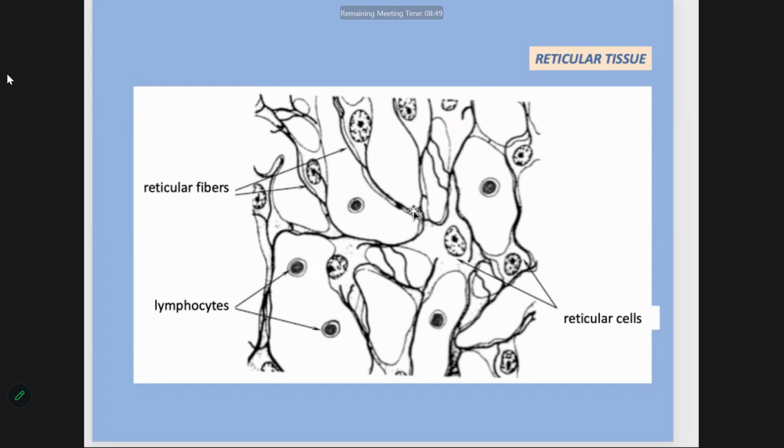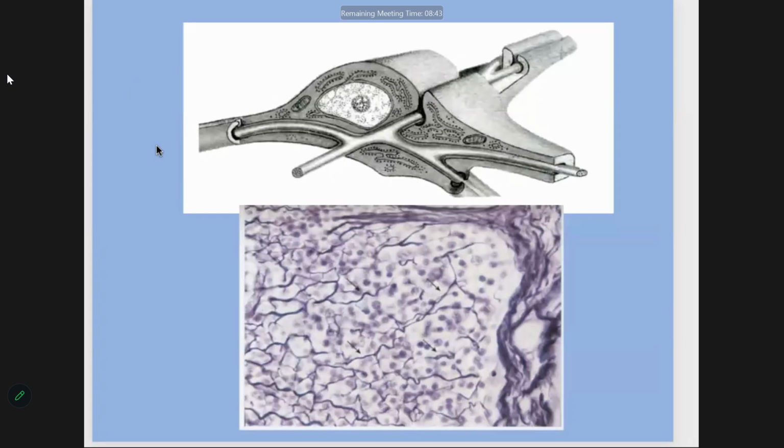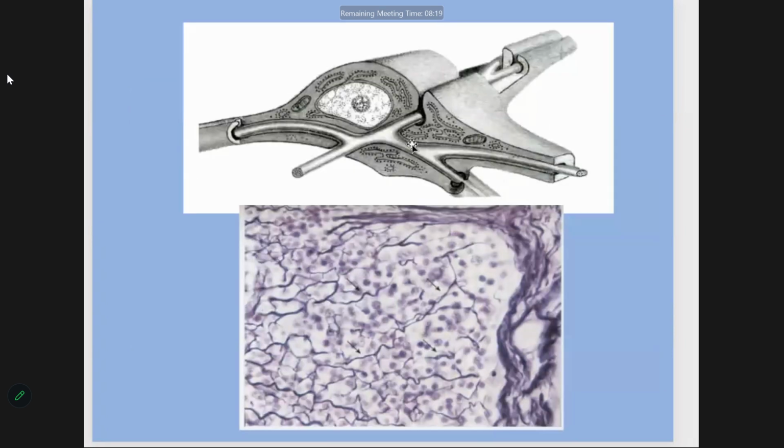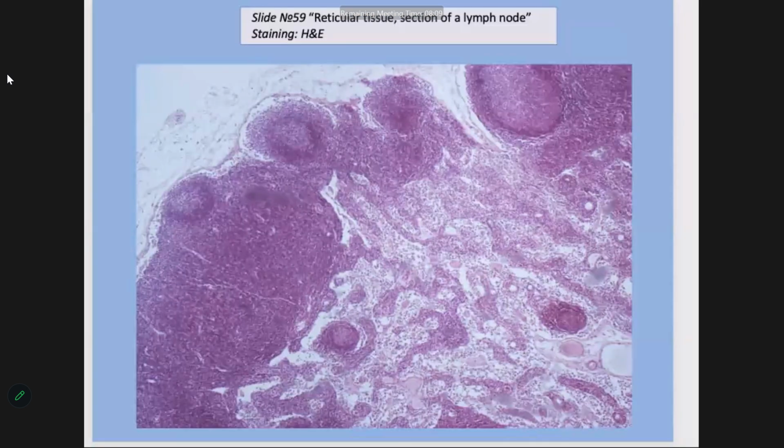Reticular cells, reticulocytes, are cells with processes. Look at this, cells with processes with a large light nucleus. The processes of reticulocytes connect with each other, forming a structure like a net. Reticular fibers are slim and branched, made by the third type of collagen, and reticular fibers are embedded into the cytoplasm of reticular cells. If we look at your slide, this is a lymph node.